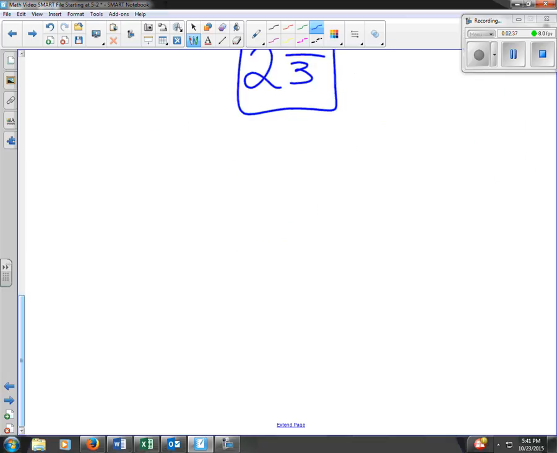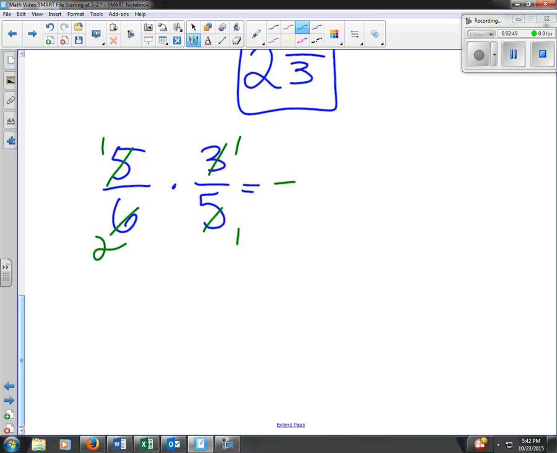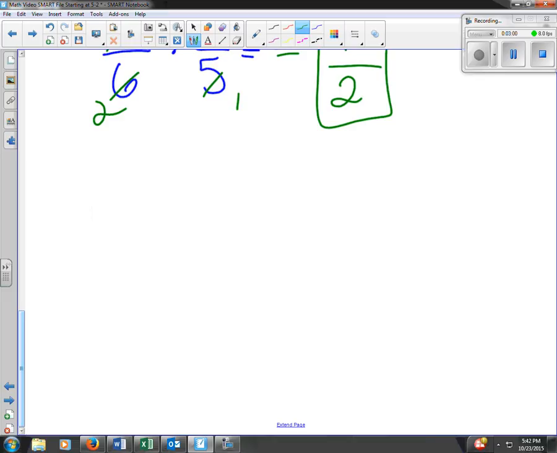All right. Another example. 5/6 times 3/5. Cancel things out. Make your life easier. Why not? If you can make your life easier, you should. So 1 times 1 is 1, 2 times 1 is 2. So the answer is 1/2. If you can make your life easier, please do. Don't forget to make your life easier.